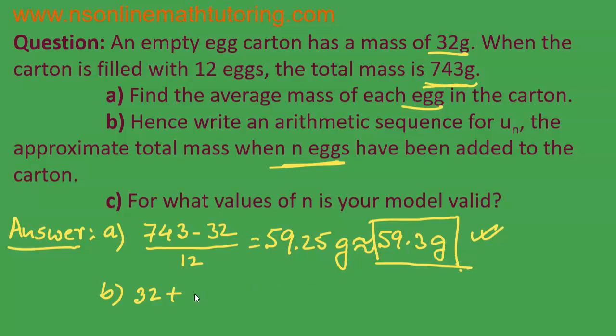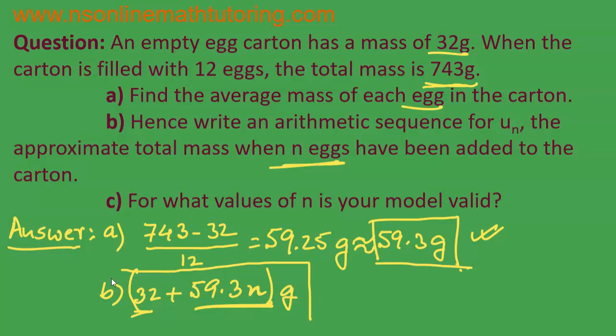So there are n eggs, so it is 59.3 times n. This part is the mass of the n eggs and this part is the mass of the empty carton. So taken together will be giving us the total mass containing the mass of the carton and the n eggs in grams. So this is the answer to the subpart B.